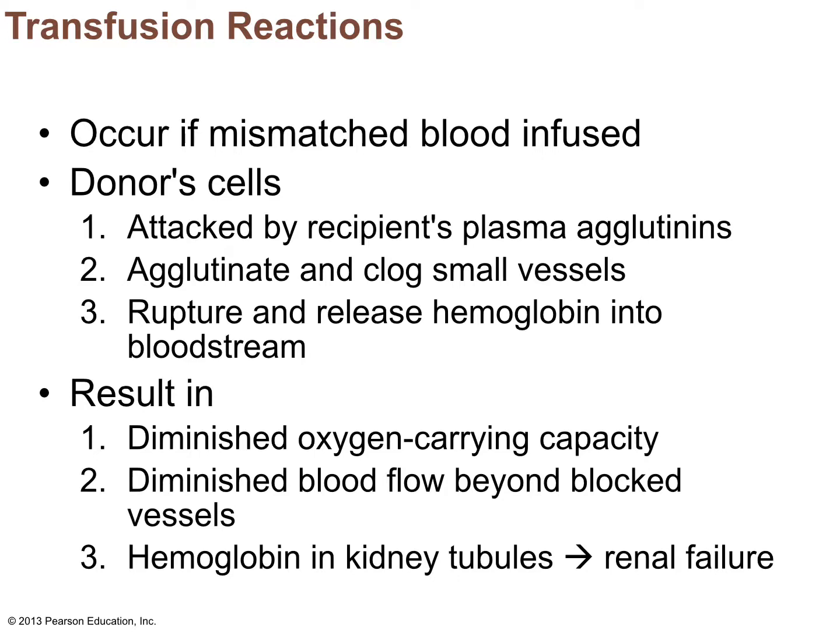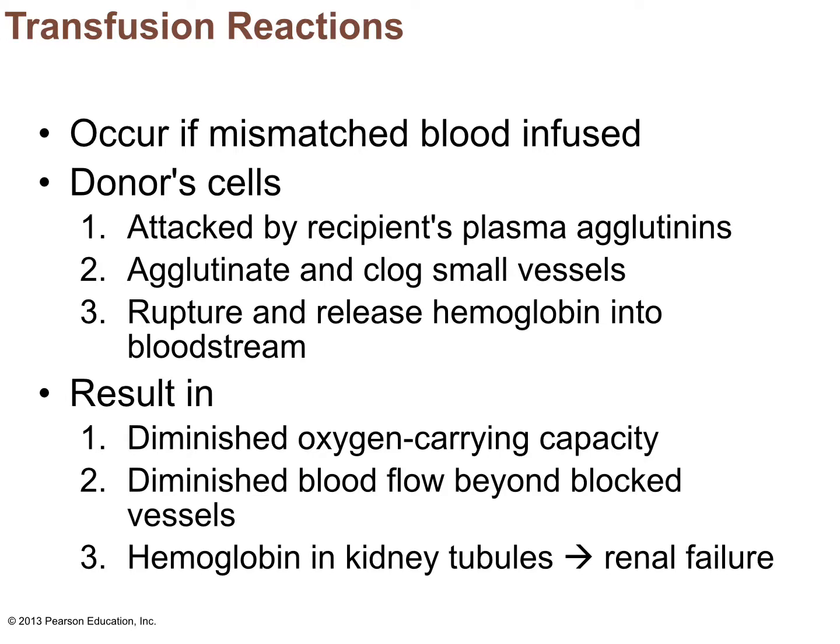So to get a little more detail on transfusion reaction, what's going to happen if you have a mismatched blood transfusion? Remember, the recipient's going to attack. So what's it going to do? It's going to attack the donor's antigens. So let's say I'm type A and I receive type B blood. I make anti-B antibodies because I'm type A, and it's going to attack the B antigens of the donor, okay?